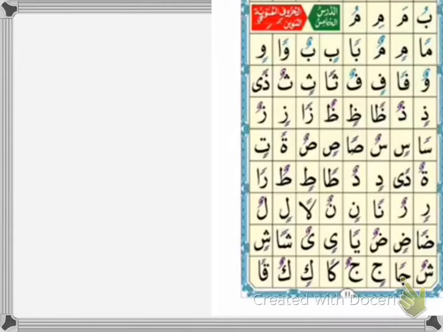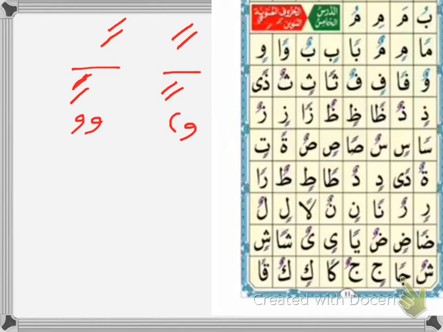الدرس الخامس: الحروف المنونة. التنوين: فتحتين، كسرتين، ضمتين. We could write فتحتين like this, or فتحتين like this, كسرتين like this, or this way. Or ضمتين like this, or like this, either this way or this way.